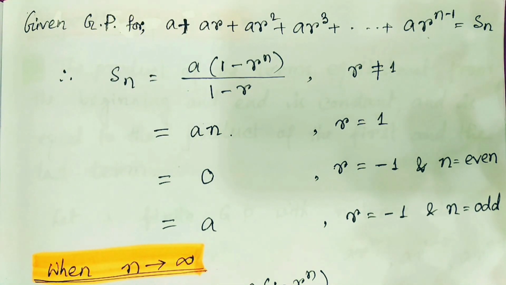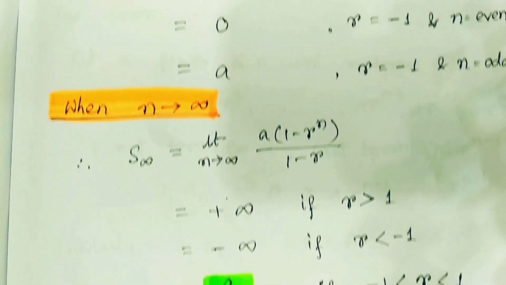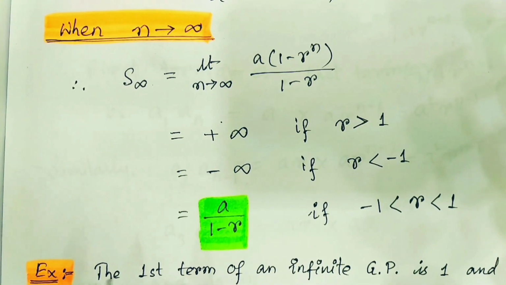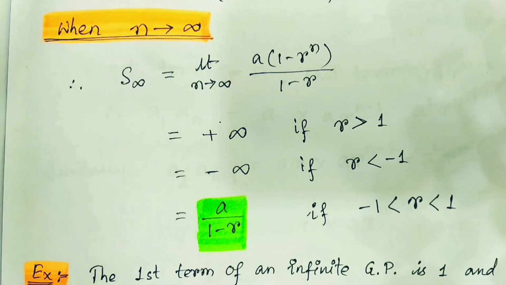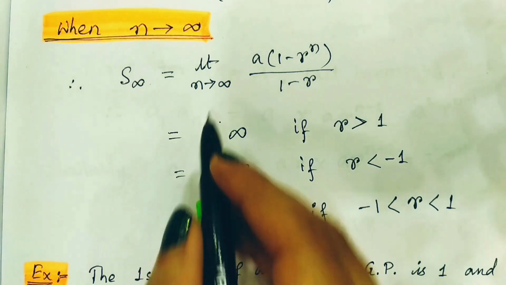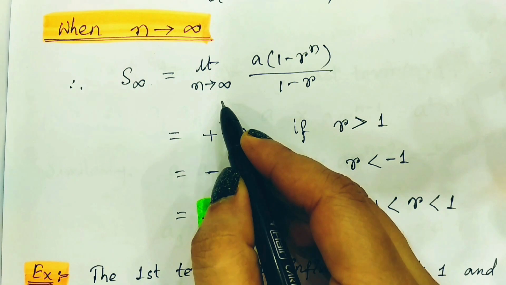This is for the finite case. The number of terms is finite, that means a total of n terms are there. What happens if our number of terms is infinite? That means n tends to infinity. If n tends to infinity, then what happens to this? Here the first term is known, the common ratio is known, but the last term is not known because it is going towards infinity.